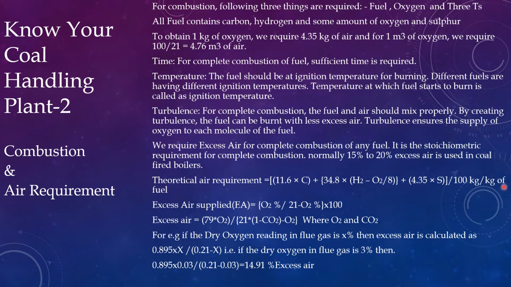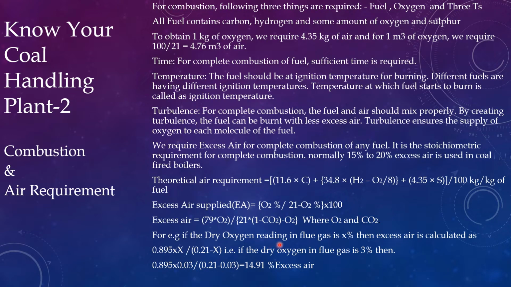This is the theoretical requirement, but we have to give more air. Excess air supplied can be calculated by this formula: O2 percentage divided by (21 minus O2 percentage) into 100. Another method is also there. Excess air can be calculated as 79 into O2 divided by 21 into (1 minus CO2 minus O2), where the oxygen and carbon dioxide values have to be filled in.